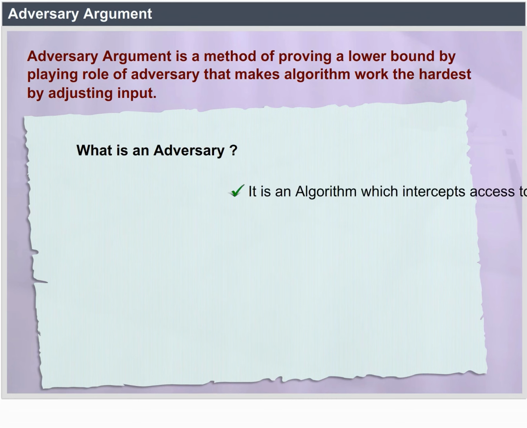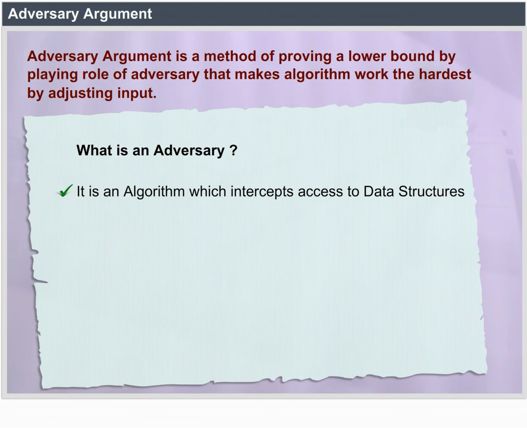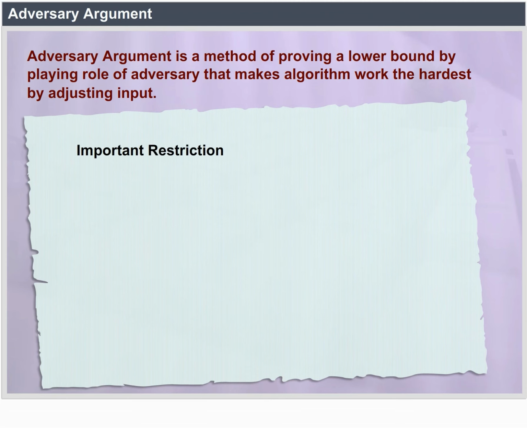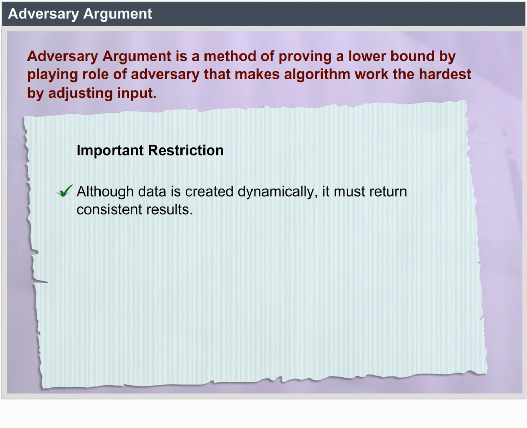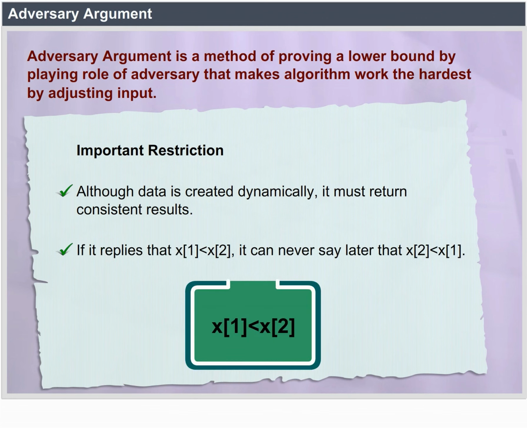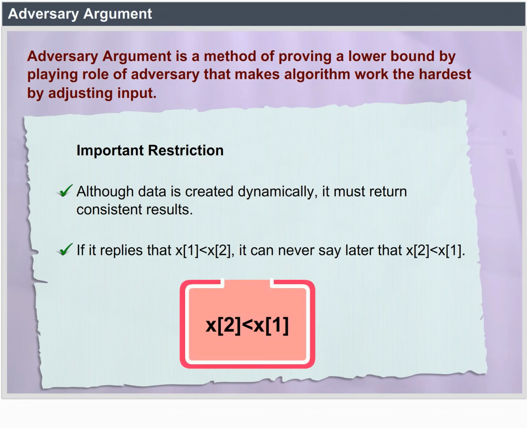What is an adversary? It is an algorithm which intercepts access to data structures, constructs the input data only as needed, attempts to make the original algorithm work as hard as possible, and is analyzed to obtain a lower bound. Important restriction: although data is created dynamically, it must return consistent results. If it replies that x of 1 is less than x of 2, it can never say later that x of 2 is less than x of 1.